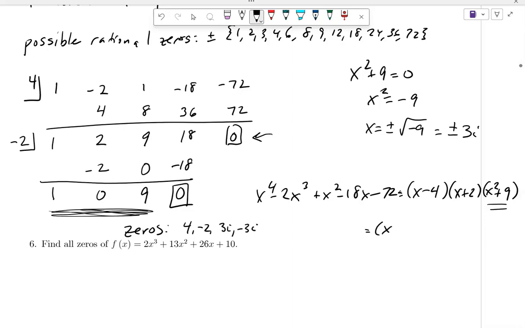Do you think you can figure out the factorization now at the bottom here? What can we replace x squared plus 9 with? Using the same principle like we did here. 4 was a 0, x minus 4 is a factor. Negative 2 is a 0, x plus 2 is a factor. 3i is a 0. What's a factor? x minus 3i. Negative 3i is a factor. x plus 3i. Good. Exactly right.